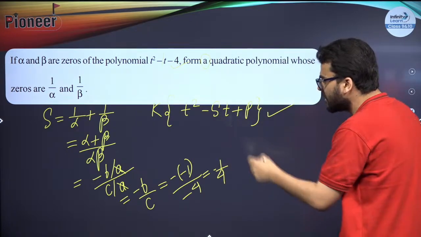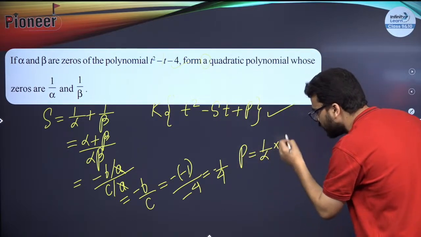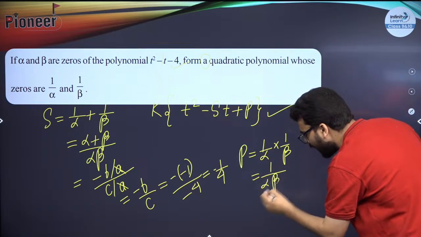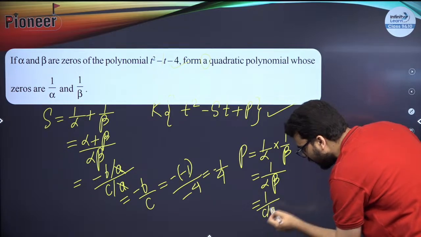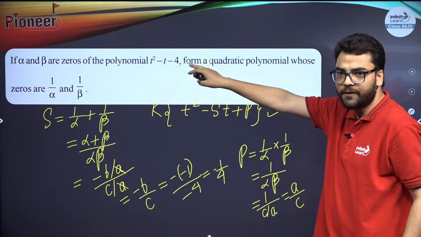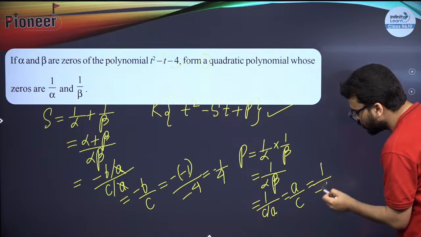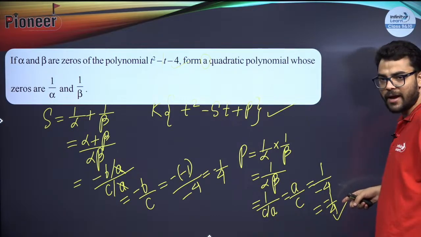Right? And what is the product? P over here is what? It is 1 by alpha into 1 by beta, and that is equal to 1 by alpha beta. And alpha beta is nothing but c by a. So this is 1 by c by a. And this is equal to a by c over here. What is a? A is the coefficient of t square, so that is equal to 1, and c is minus 4, so this is coming out to be minus 1 by 4. I hope that is clear, minus 1 by 4.